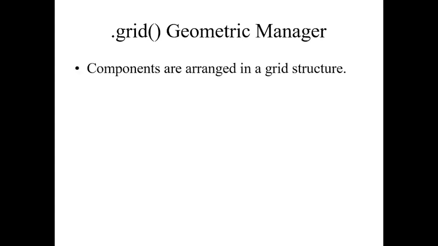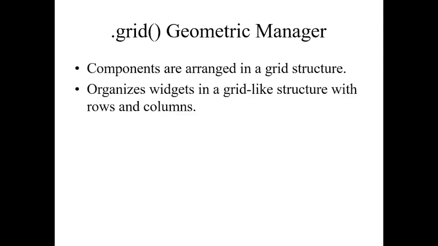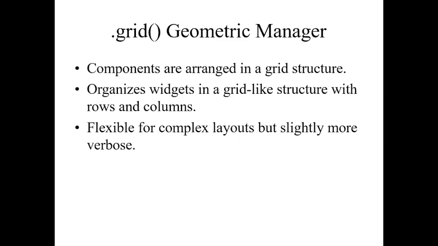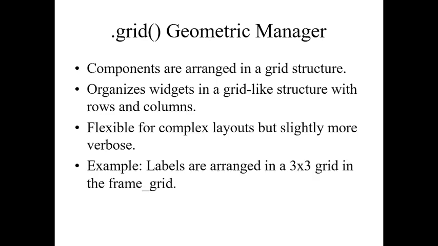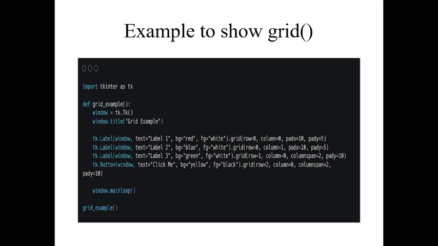First we will discuss .grid geometry management. The components are arranged in a grid structure. Grid means in rows and columns. It organizes widgets in a grid-like structure with rows and columns. Flexible for complex layouts but slightly more verbose. Example: labels are arranged in a 3 by 3 grid in the frame. Let's see the example of how the labels are arranged. Yeah, this is the example.